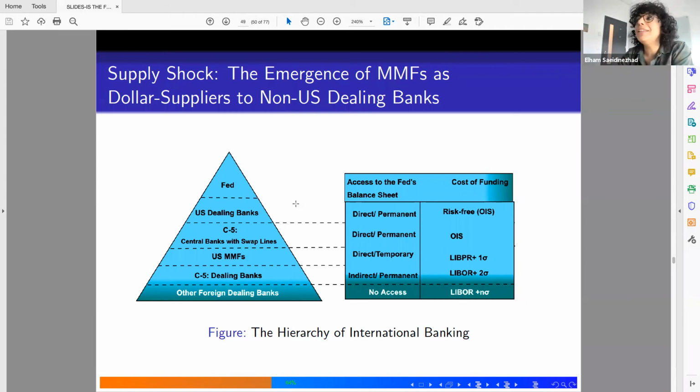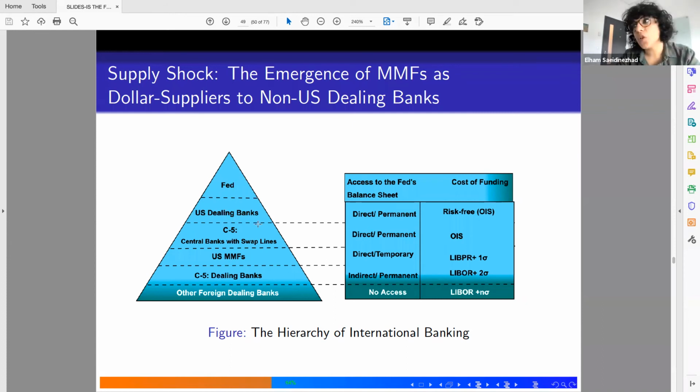So why does this matter to us? Again, I want us to look at this hierarchical structure, but this hierarchy is the hierarchy of financial institutions in the market. So at the top of the hierarchy in this international monetary system, we do have the Federal Reserve. At the second layer of the hierarchy, we do have the US dealing banks.